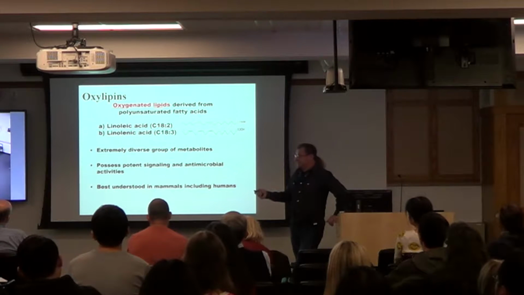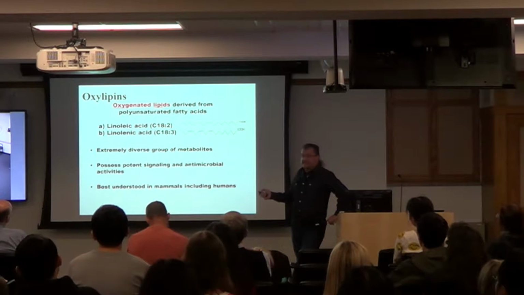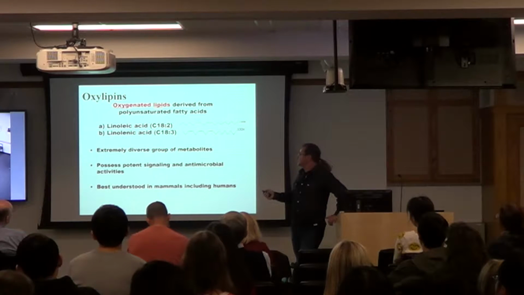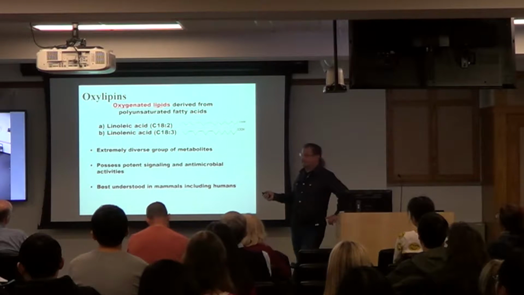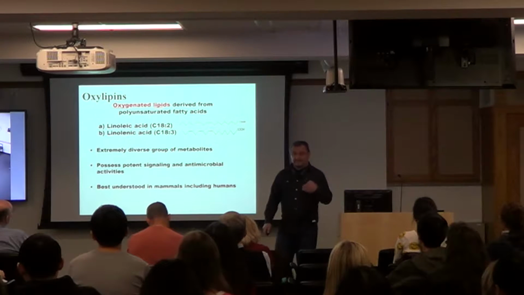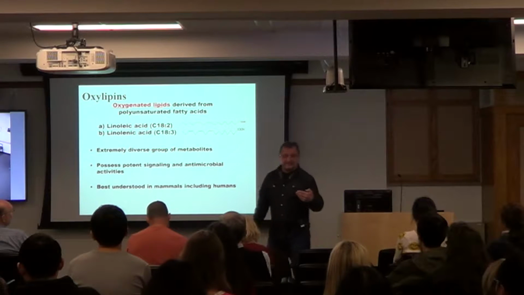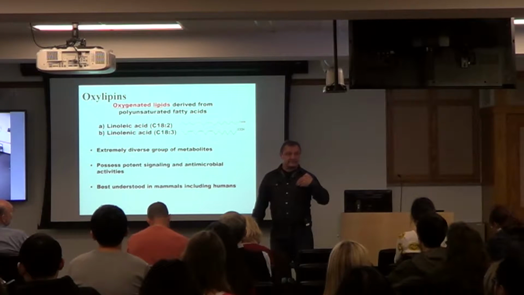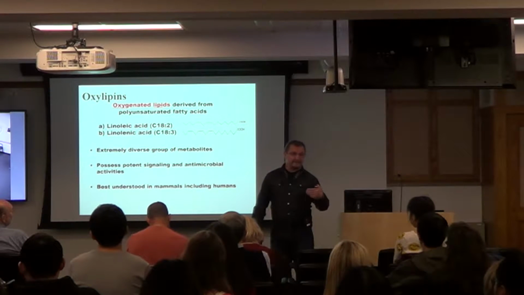Oxylipins simply stand for oxygenated lipids in plants, derived from two polyunsaturated fatty acids. Linoleic acid contains 2 double bonds, 18:2. Linolenic acid contains 3 double bonds, 18:3. The primary oxygenation of these fatty acids results in the production of a vast array of oxylipins.